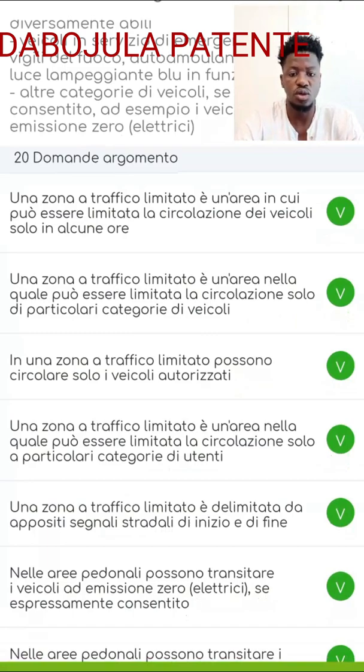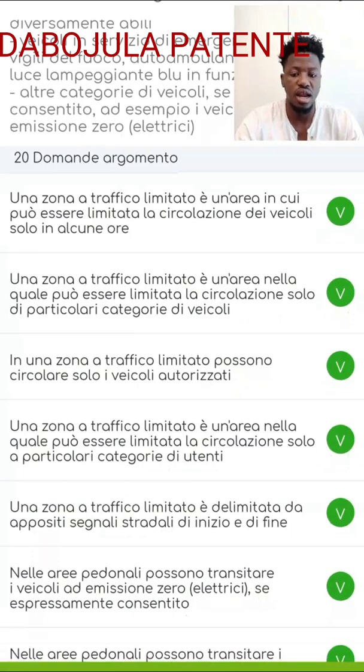Vero. Una zona a traffico limitato è delimitata da appositi segnali stradali di inizio e di fine. Traffic limited zones would be identified with special road signals from the starting to the end.